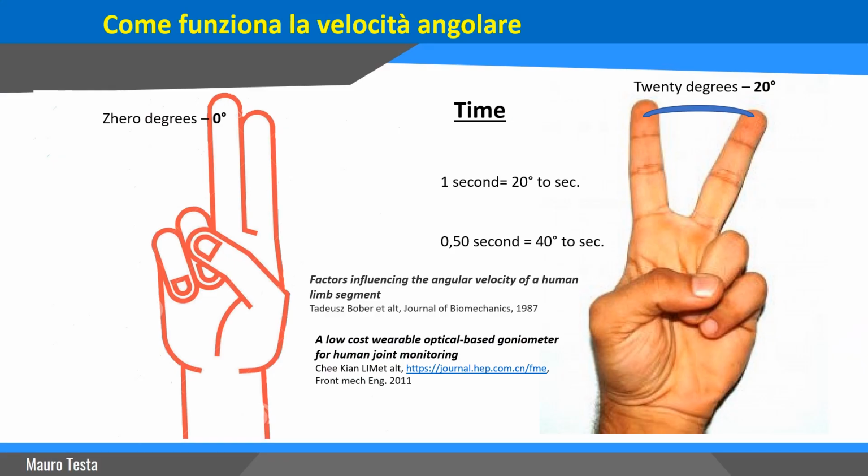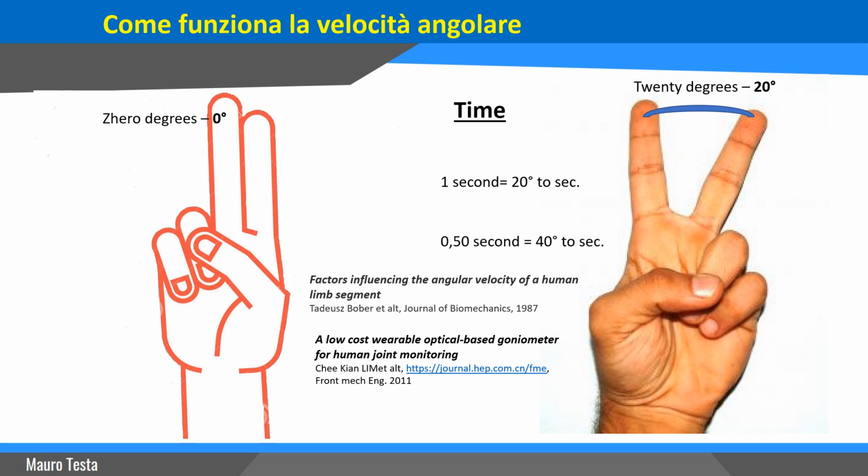What does angular speed mean? In which way does it work? Sorry if you can find some errors, as I am Italian. Angular speed means analyzing the efficacy of the muscle, in other words.